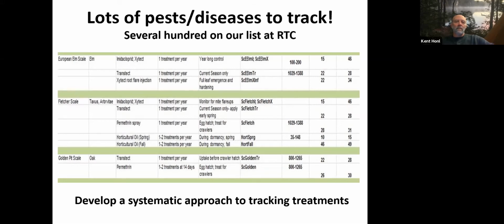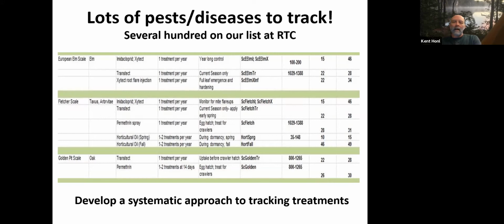This is a snip out of the treatment guide. It's kind of an outdated one because we're using a different database now, Arbor Gold, so that column just to the right of the middle doesn't exist anymore. But this is my treatment guide, like European elm scale and what some of the treatments are for it and the timing, et cetera.